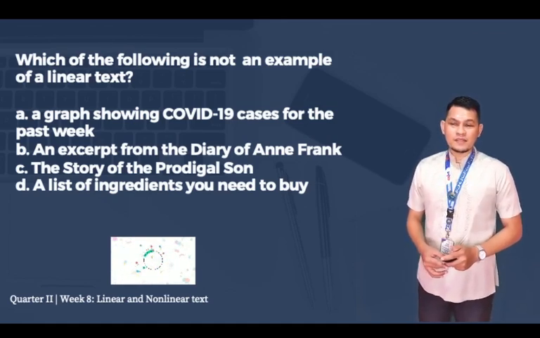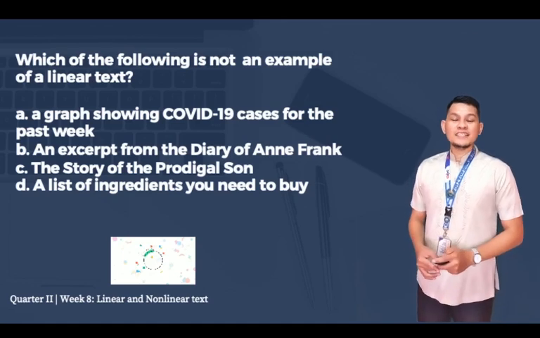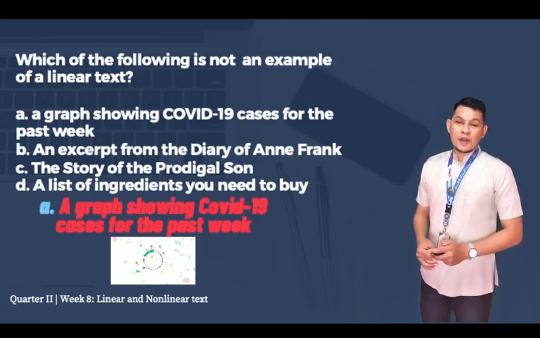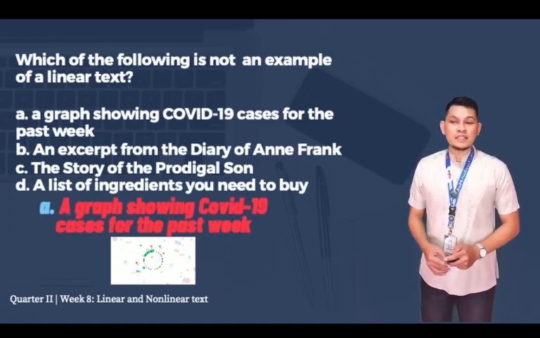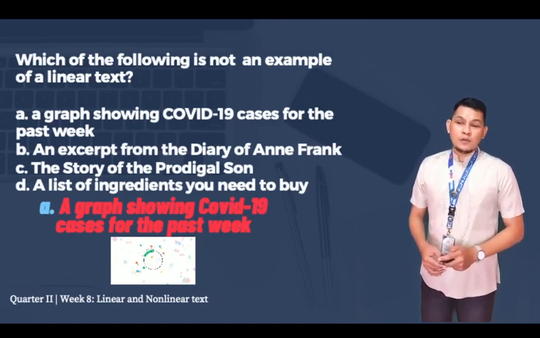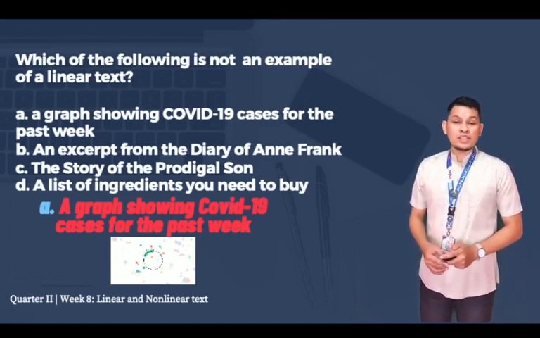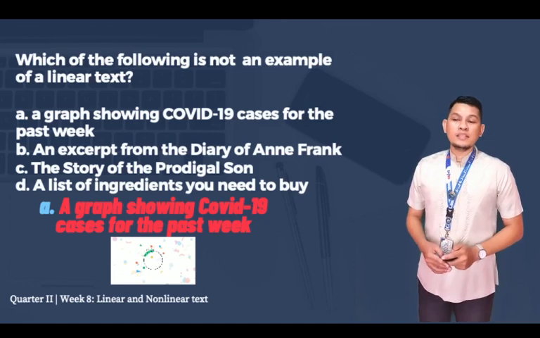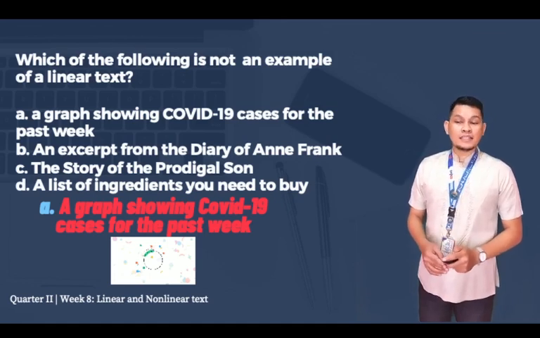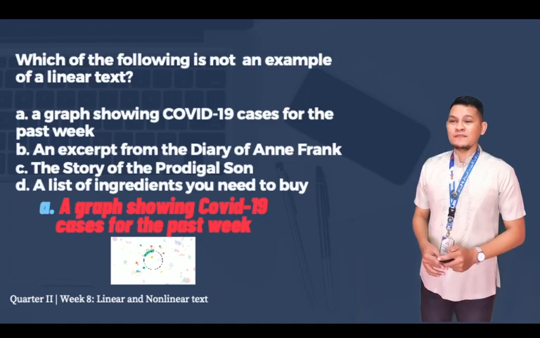Time's up. What's the answer? The answer is letter A, a graph showing COVID-19 cases for the past week. Well, a graph is a diagram showing the relation between variable quantities, typically of two variables, each measured along one of a pair of axes at right angles. Let's have the last one.